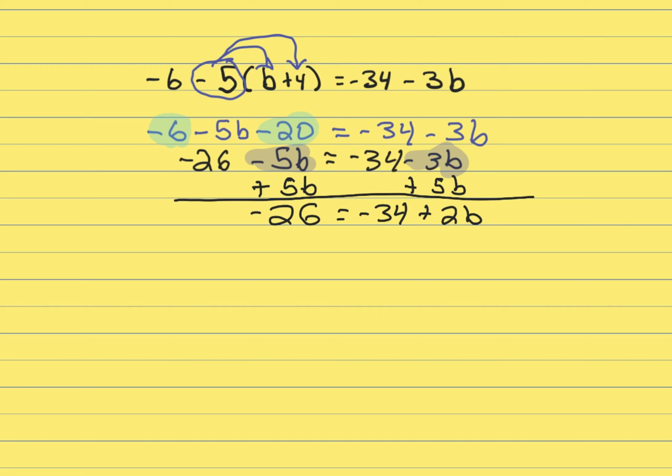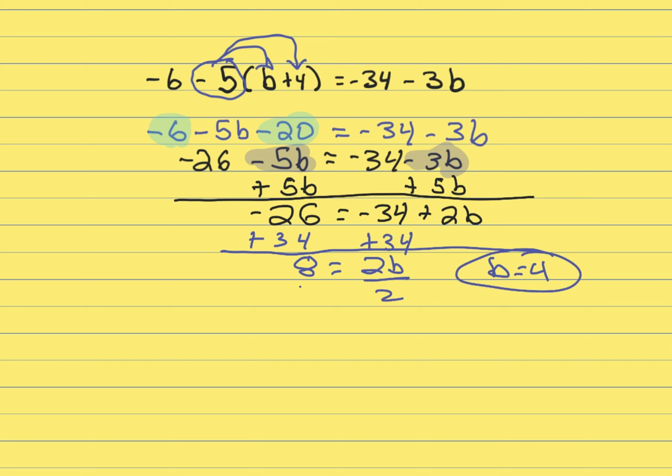I'm going to move the numbers now. So I'm going to go ahead and add 34. Negative 26 plus 34, I believe that's 8. Only thing left over there is 2b. 2 times what is 8? b is equal to 4. Or again, divide by 2. 8 divided by 2 is 4. And there's your solution.